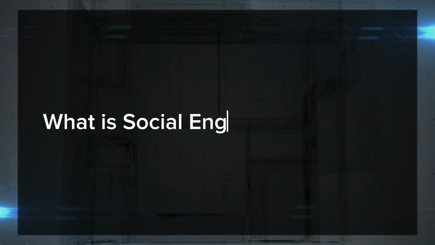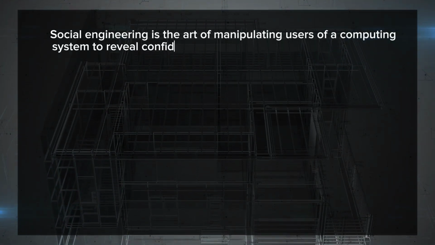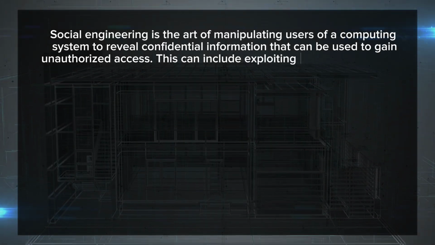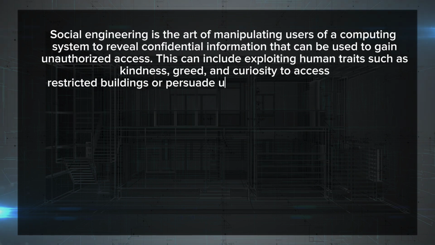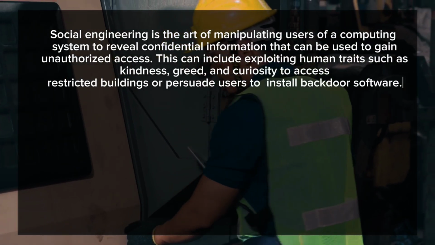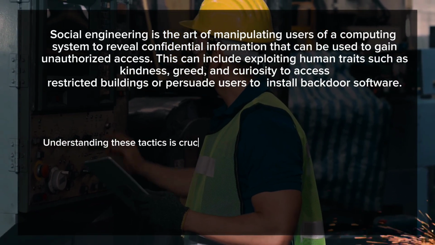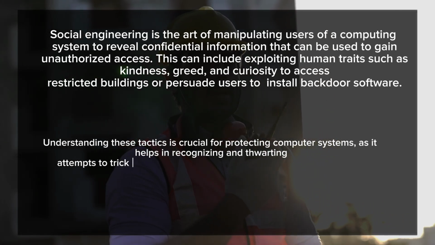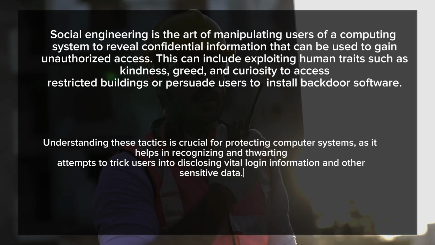What is social engineering? Social engineering is the art of manipulating users of a computing system to reveal confidential information that can be used to gain unauthorized access. This can include exploiting human traits such as kindness, greed, and curiosity to access restricted buildings or persuade users to install backdoor software. Understanding these tactics is crucial for protecting computer systems, as it helps in recognizing and thwarting attempts to trick users into disclosing vital login information and other sensitive data.